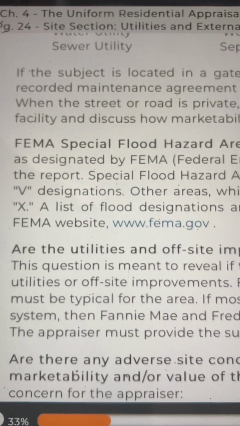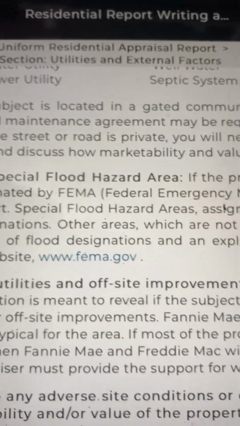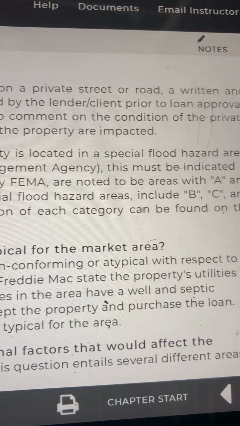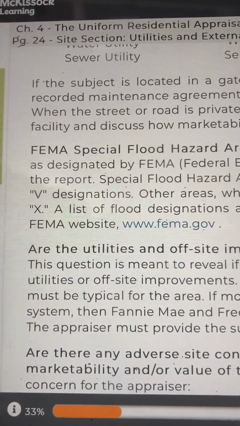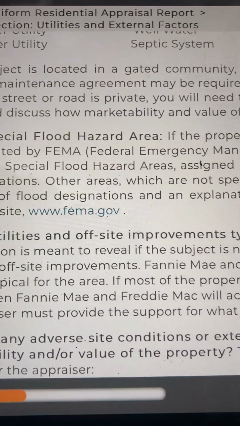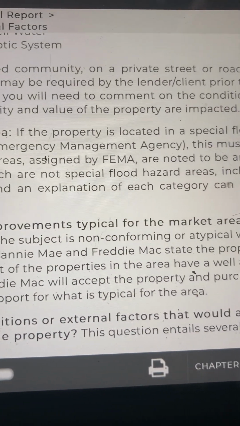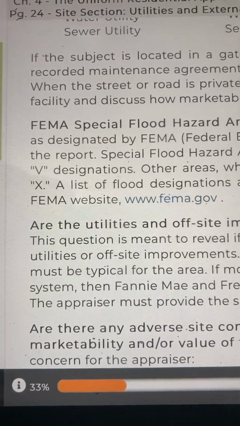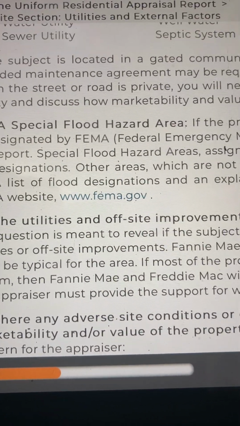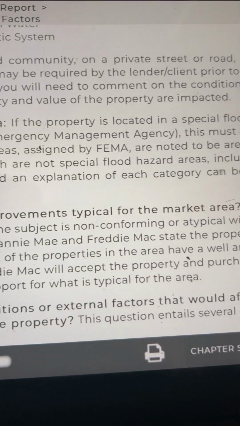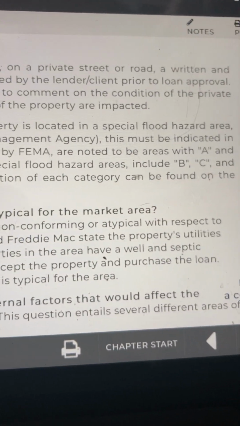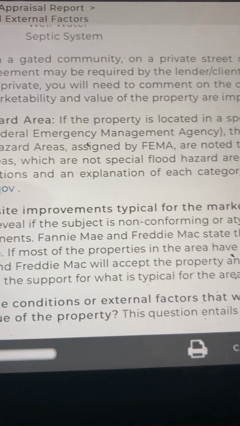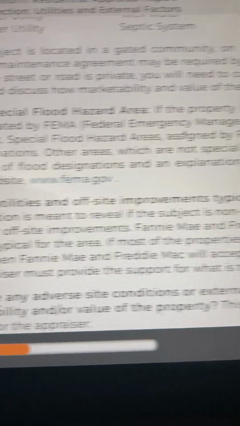If the subject is located in a gated community on a private street or road, a written and recorded maintenance agreement may be required by the lender/client prior to loan approval. When the street or road is private, you will need to comment on the condition of the private facility and discuss how marketability and value of the property are impacted.